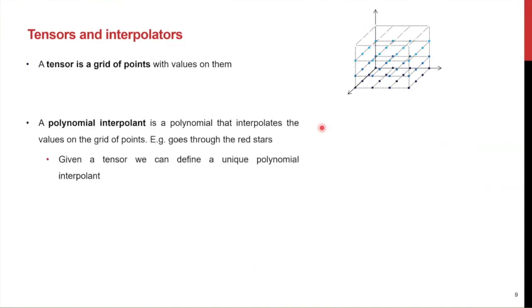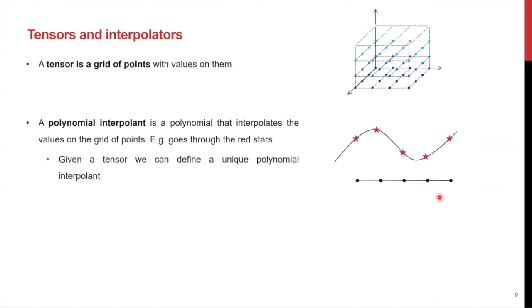Associated to tensors, we have polynomial interpolants. Now, how do we come up with a polynomial interpolant from a tensor? Take, for example, a very simple example of a tensor in one dimension. You've got grid points here. Then assume that you've got values associated to these grid points. Now, I'm not going to go into the mathematical justification of this, but we know that there is a unique polynomial of a specific degree that goes through these values. So every time that we think of a tensor, think also of its associated polynomial interpolant.